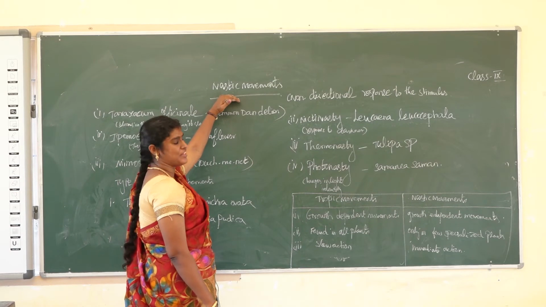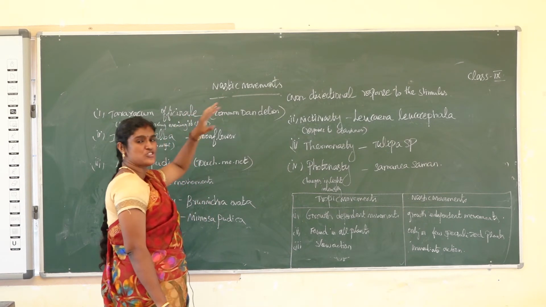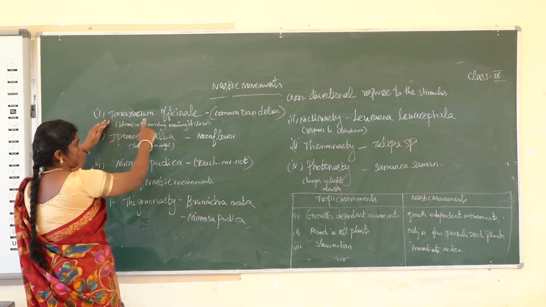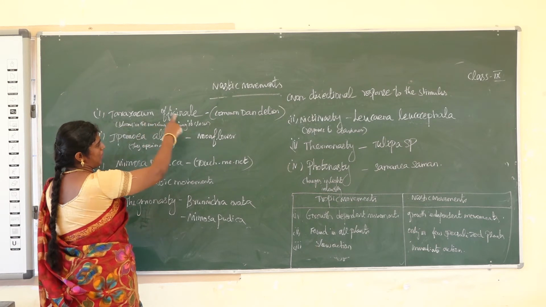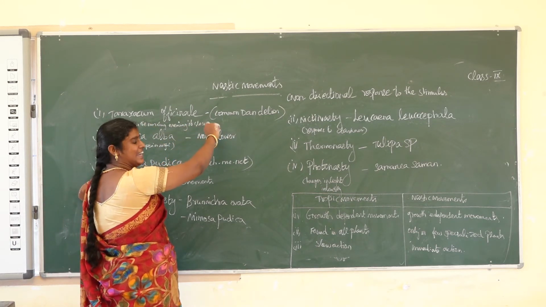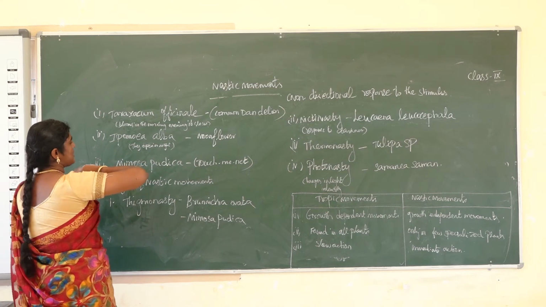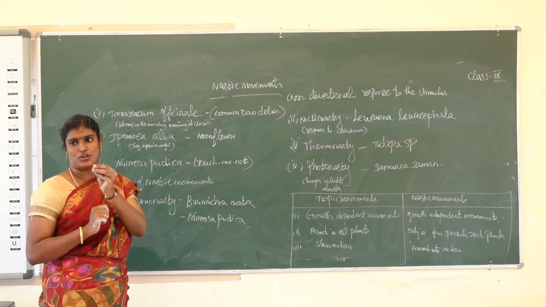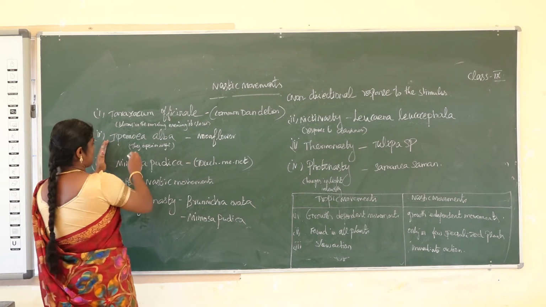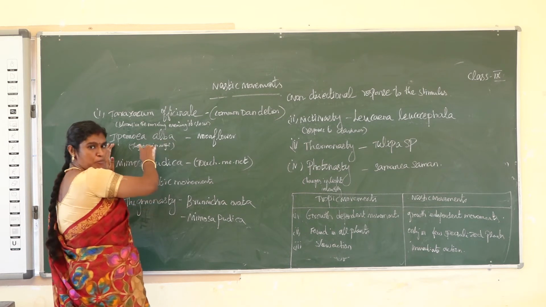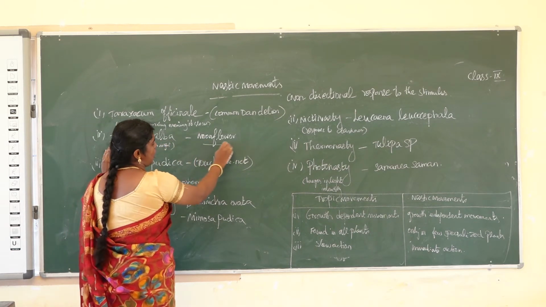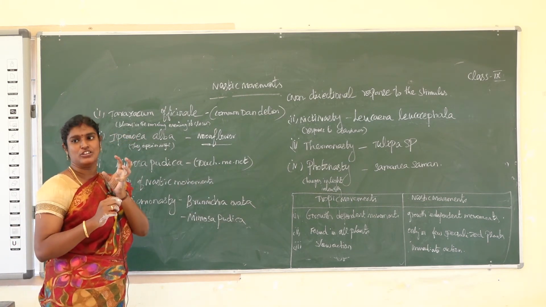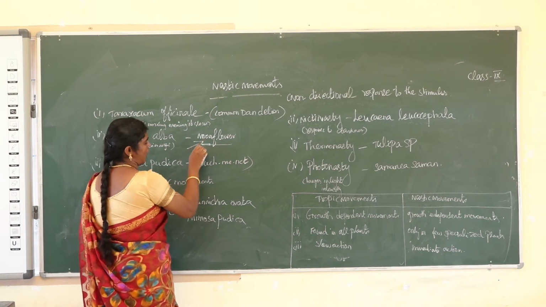Next, nastic movement. What is the meaning of nastic movement? Nastic movement means a non-directional response to the stimulus. First plant, Taraxacum officinale, common name dandelion. What is its main character? It blooms in the morning and closes in the evening. Next plant, Ipomoea alba, also called moonflower. Its flowers open at night, so it is named moonflower.